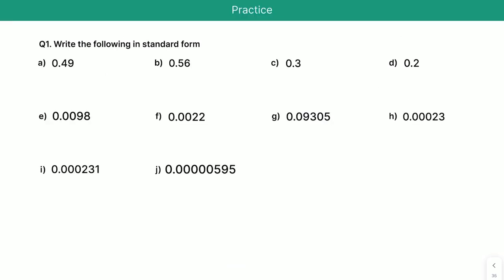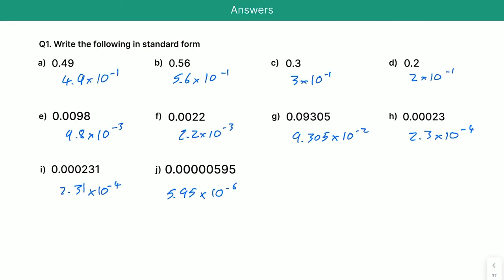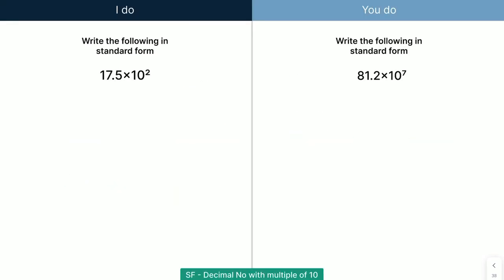Here's some practice questions. Press pause and have a go. Here are the answers. And now, with this question, it's interesting. It's saying write the following in standard form. So here you have to really carefully look at the question. It is not given in standard form. Remember, in standard form, this number has to be between 1 and 9. It can be 1 and it can be 9, but at the minute it's 17.